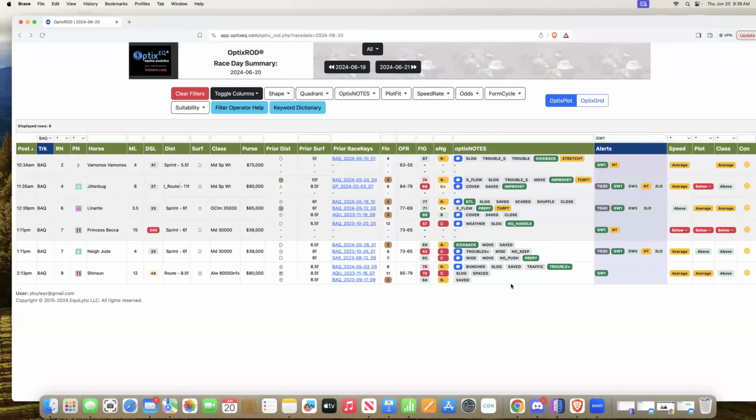So that's today at Belmont and Aqueduct. Hope you get a sense of the way we handicap using the form cycle, using the notes to get at least an initial read. Are there horses that are going to be undervalued based on those notes, and then making sure those horses fit today's criteria, and then going forward from there.